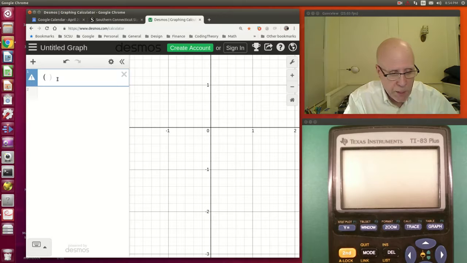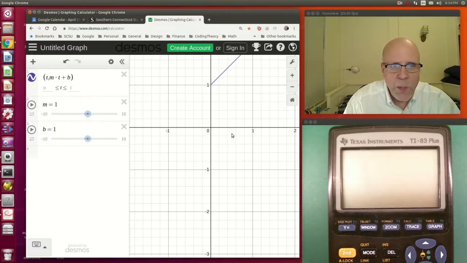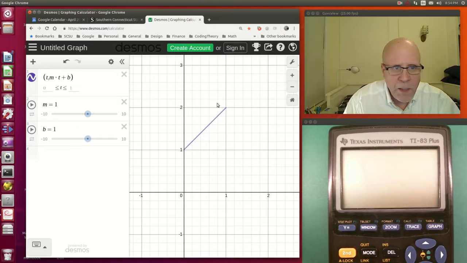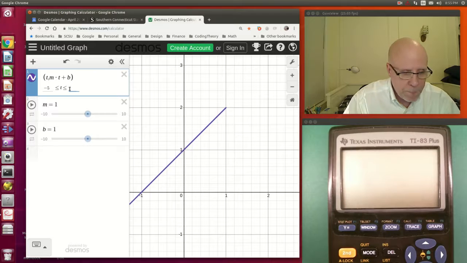But an easy trick is to put the x-coordinate just to be the parameter, and the y-coordinate to be, well, m times that parameter, which is x, plus b. And yeah, let's add sliders for them. So here I've got a line. It's only drawn for the parameter value from 0 to 1, and I guess I should change that, huh? How about if we go from -5 to +5 on this line?